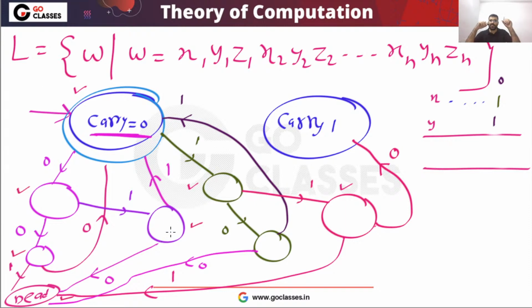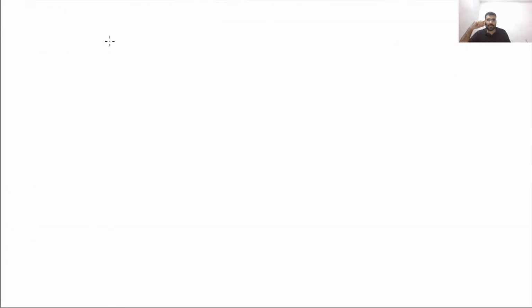Did you understand? Does anyone have any doubt? Let me know. This is what I am saying: the idea is very simple. Basically, if the first symbol is 0 and the second symbol is 0, let us assume carry 0. Let's talk about the carry 0 state.